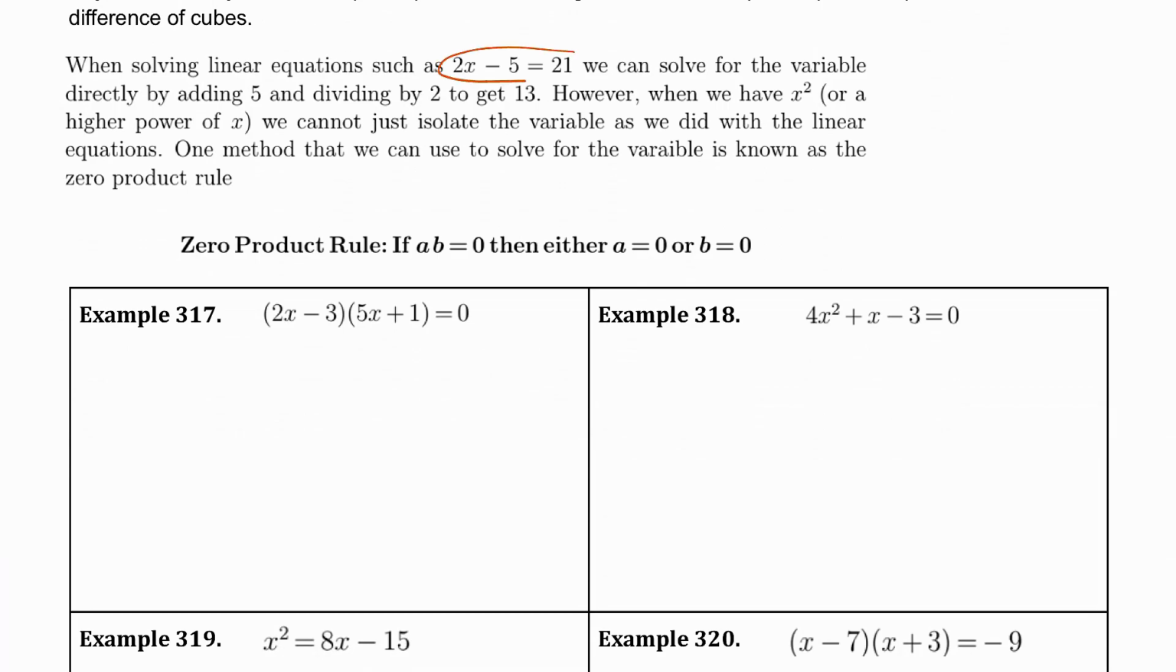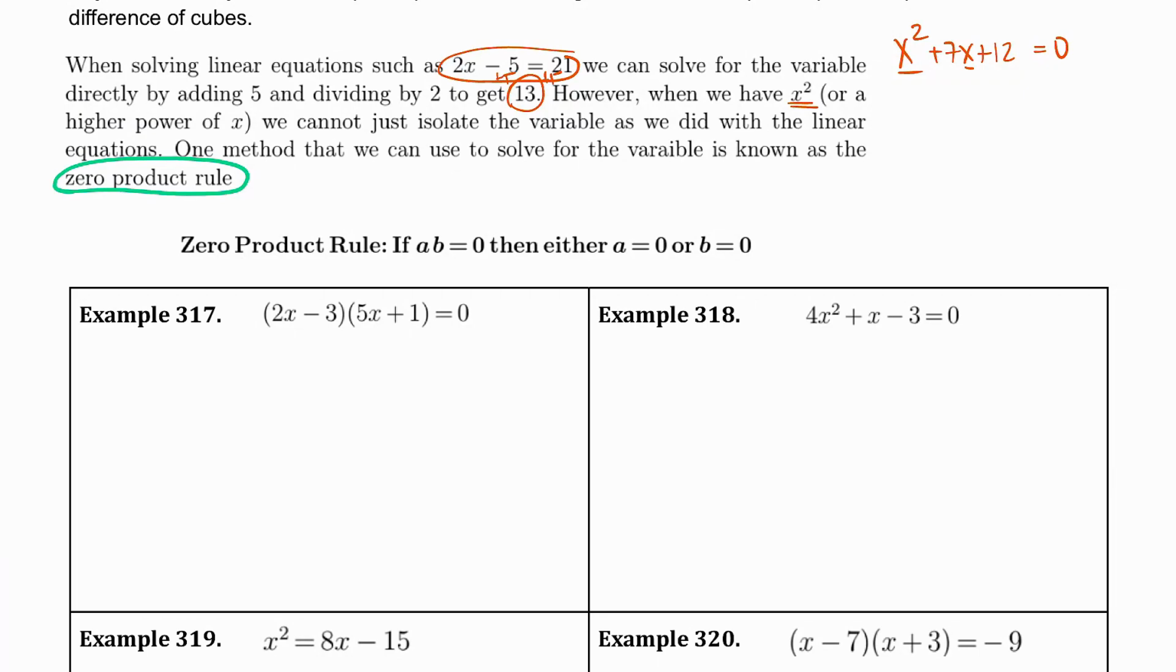If we have an equation that looks like this, we can just isolate the variable. We can add 5, divide by 2, and we get x equals 13. But if we have an x squared or an x cubed or an x to the fourth, we can't just isolate the variable. If I have x squared plus 7x plus 12 equals 0, I can't just isolate this variable. So one method that we're going to use to solve this is something called the zero product rule.